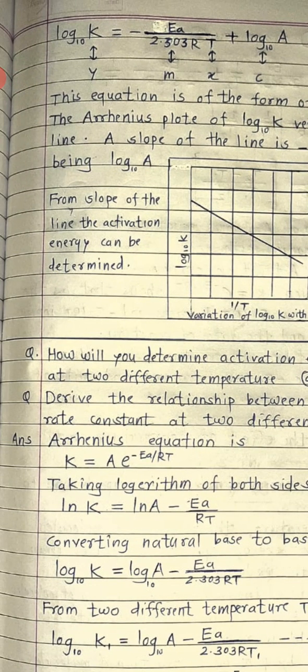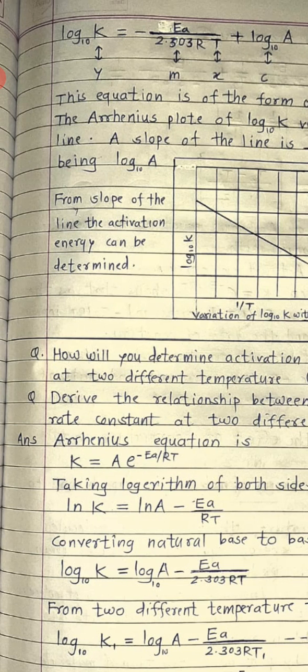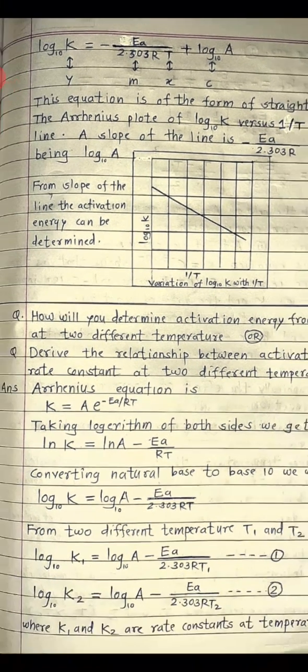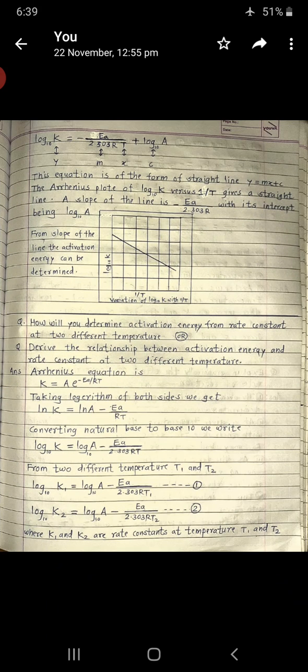Here, this equation is of the type y is equal to mx plus c. Here, y is log to the base 10 k, m is minus Ea upon 2.303 R, x is 1 upon T, and c is log to the base 10 A. So this equation is of the form of a straight line, y is equal to mx plus c.